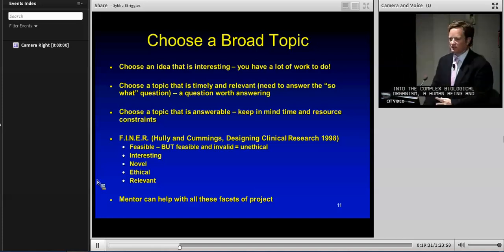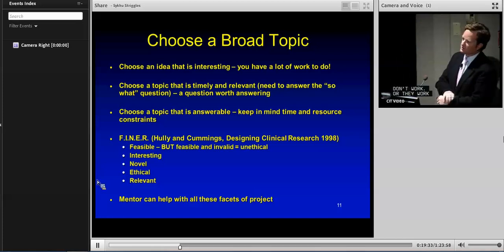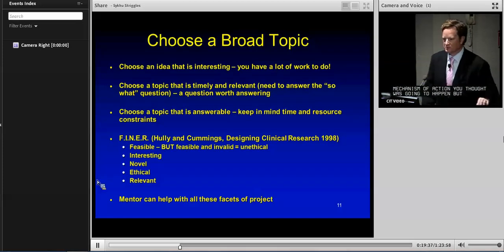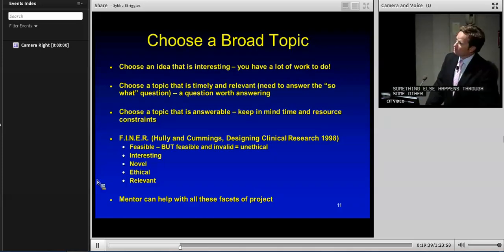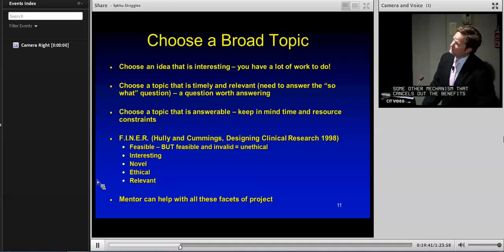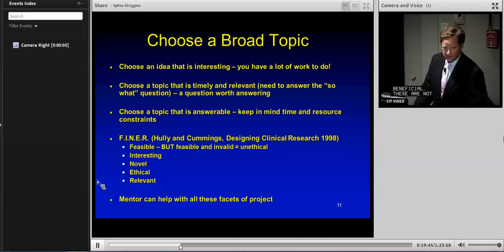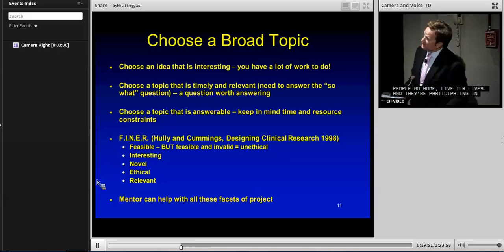Or they work according to the mechanism of action that you thought was going to happen, but then something else happens through some other mechanism that cancels out the benefits, and the stuff actually turns out more harmful than beneficial. The other thing is, like I said, these are not mice in a cage. People go home, they live their own lives, and they're participating in the research as volunteers. So we have to keep that in mind as well.